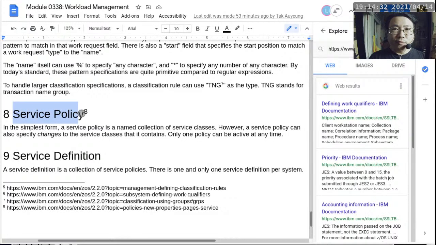So why do we have surface policies? Because we can have multiple surface policies, by the way. The system can only have one single surface definition. That's just one. The entire installation can only have one single surface definition. But under that one single definition, there can be multiple surface policies, and the system can switch between the surface policies.